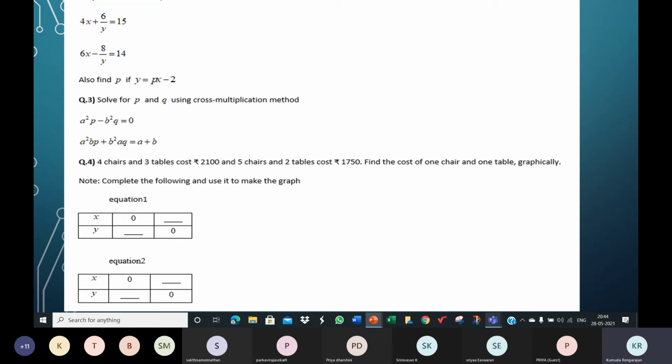So 1 chair, X rupees, 4 chairs, 4X rupees. 1 table, Y rupees, 3 tables, 3Y rupees. Total cost is 2,100, which means 4X plus 3Y is equal to 2,100. Similarly, 5X plus 2Y is equal to 1,750.